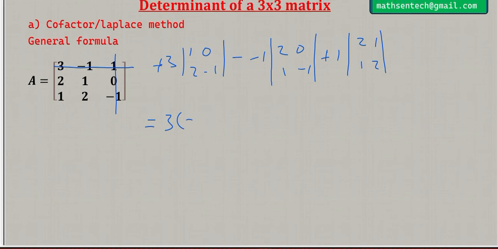Sorry for that, -1. Then minus and minus. Of course, when you multiply minus and minus, you get a plus. So now this will be a plus 1 into brackets 2 times -1. That becomes -2 minus 0. Okay, so that becomes -2. Then plus 1. The determinant of that matrix there is 2 times 2, which is 4.